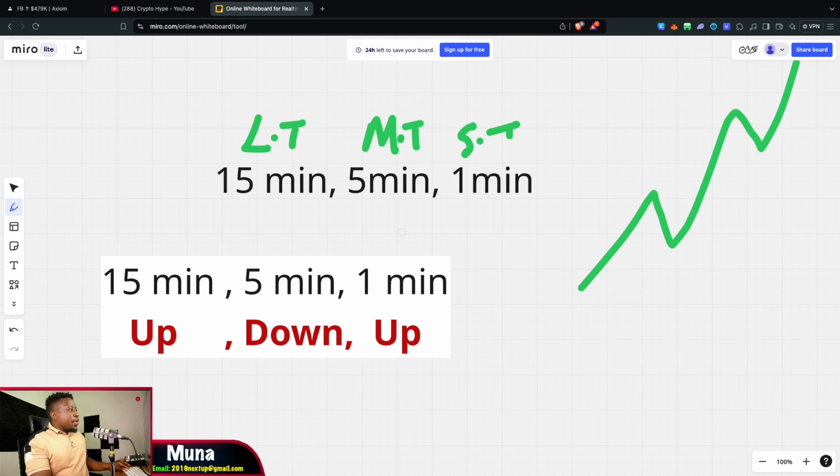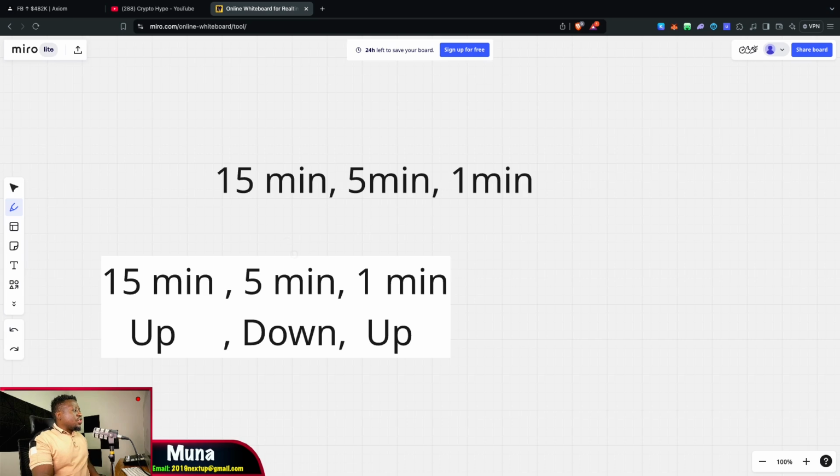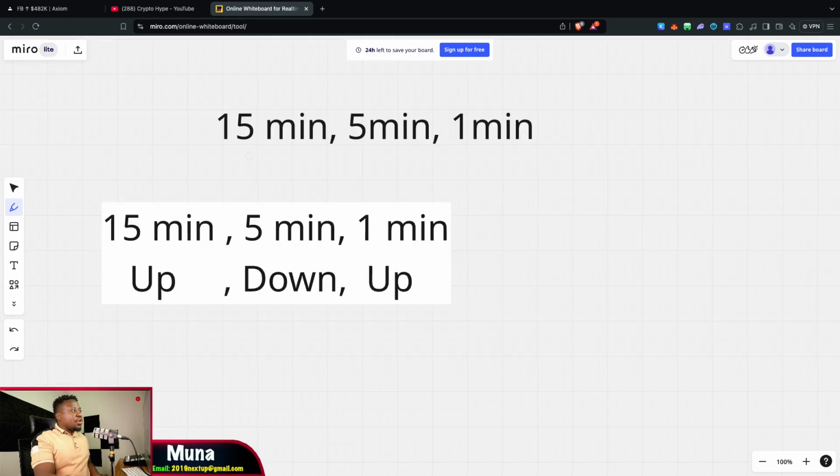Okay, so getting back to our illustration, what you need to do is understand a few things. When it comes to your long-term time frame, the price action has to be going up. As far as your midterm time frame, it has to be going down. And then your entry, which is the smallest time frame.